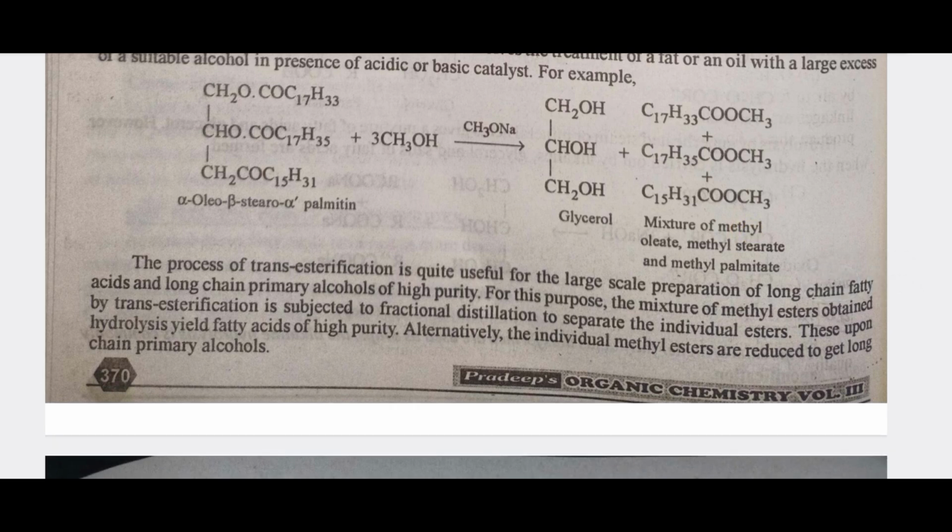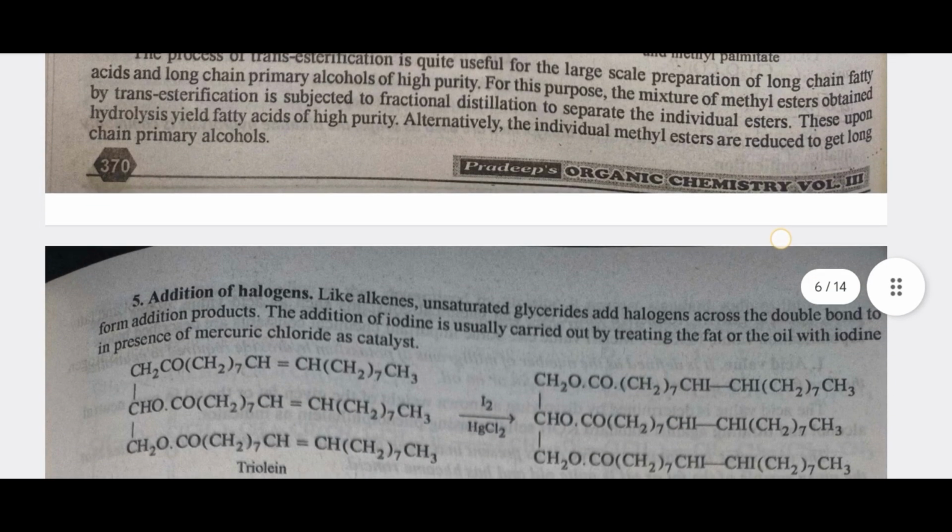The process of transesterification is quite useful for the large-scale preparation of long-chain fatty acids and long-chain primary alcohols of high purity. For this purpose, the mixture of methyl esters obtained by transesterification is subjected to fractional distillation to separate the individual esters. These, upon hydrolysis, yield fatty acids of high purity. Alternatively, the individual methyl esters are reduced to get long chain primary alcohols.